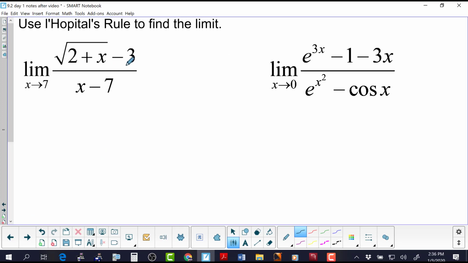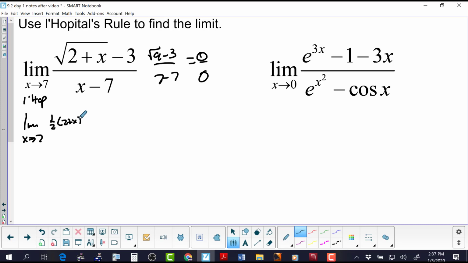Use L'Hopital's rule to find the limit. If we plug 7 in, we get square root of 9 minus 3 over 7 minus 7. So we get 0 over 0. So we can use L'Hopital's. We'll make a note that we're using L'Hopital's. Limit as x approaches 7 of 1/2 times (2 plus x) to the negative 1/2. That goes to 0, that goes to 0, that goes to 1. So this is pretty much it.